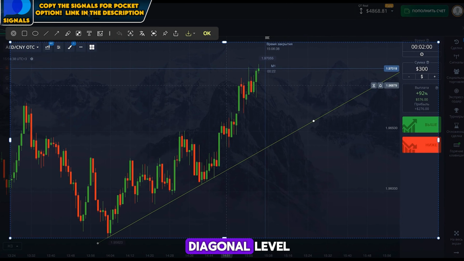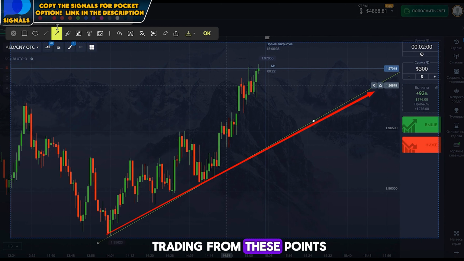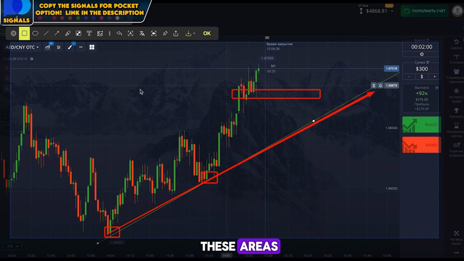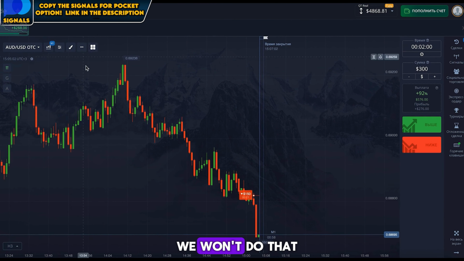Look, we marked the diagonal level, which means we can accordingly start trading from these points. Look how well the price has reacted here and here. In principle, there were 2 touches and we can start working towards an increase. We can start from these areas, meaning we can take a buy position. But since the price is going up, we won't do that.